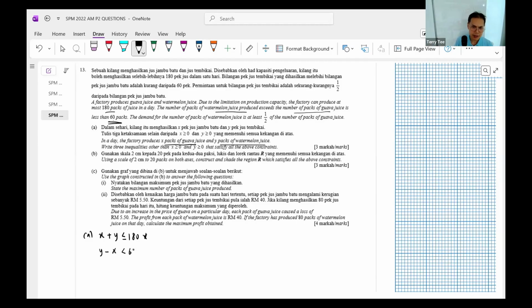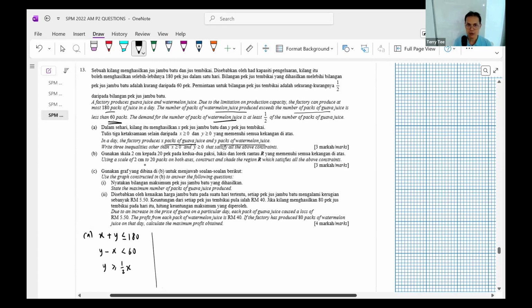They say the excess of watermelon over guava is less than 60. Be careful, it's not less than or equal, it's less than. Non-inclusive. Third, the demand for the number of packs of watermelon, watermelon is Y, is at least half the number of packs of guava. Y greater than or equal to half X. Okay, so I've done my writing of inequalities.